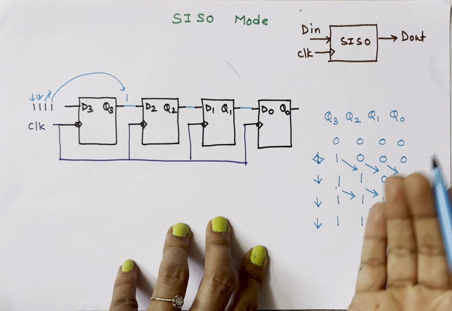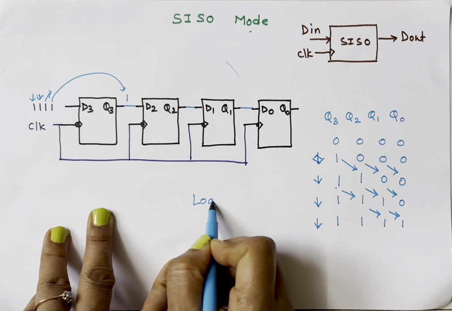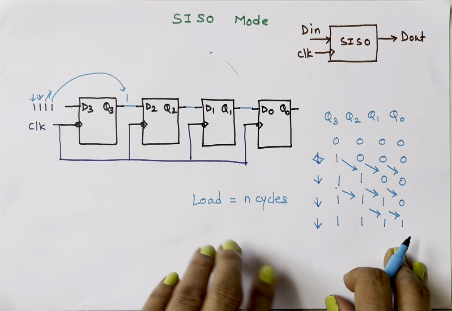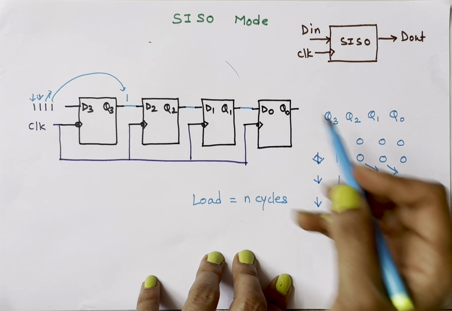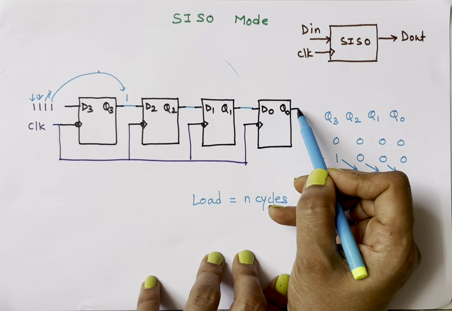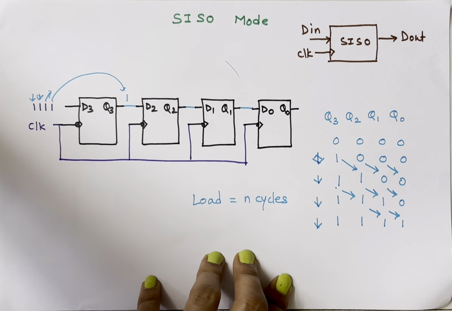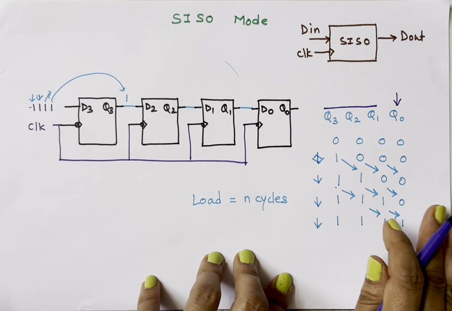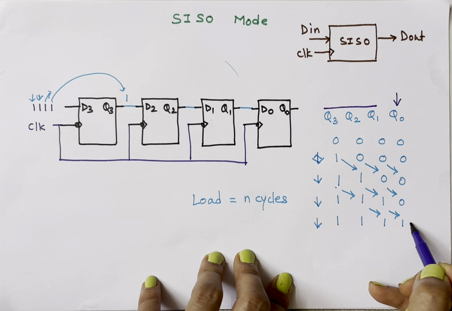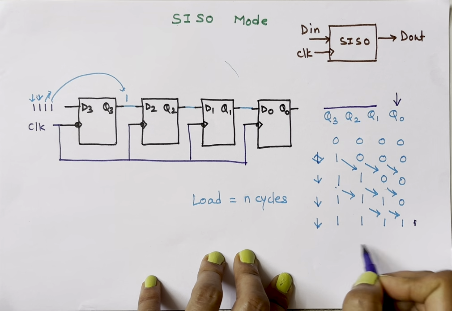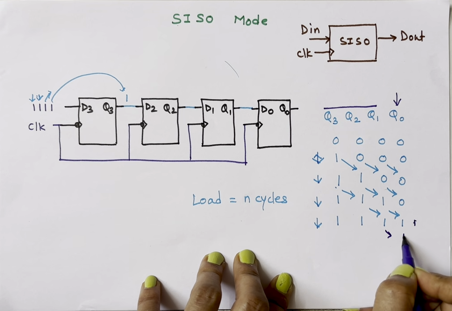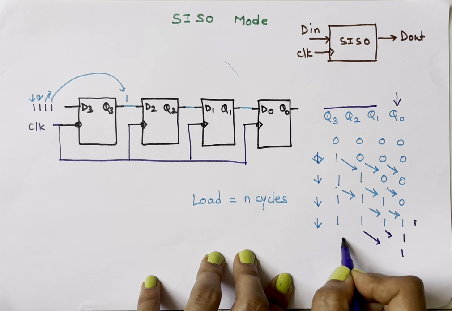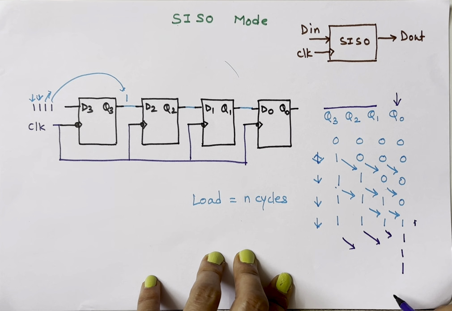Now see, to load takes n cycles. To read data, this Q0 is already in. This is our serial output. Where will we check the output? We'll check our output here only. This is our output. These 3 are not externally available. So how many bits are available now? 1 bit is available. Then after one more clock cycle, this second bit will be available. After one more clock cycle, this third bit will be available. Then again one more clock cycle, this 4th bit will be available.